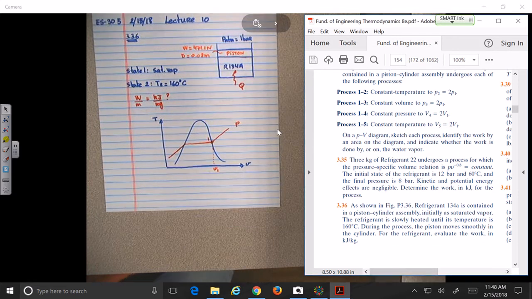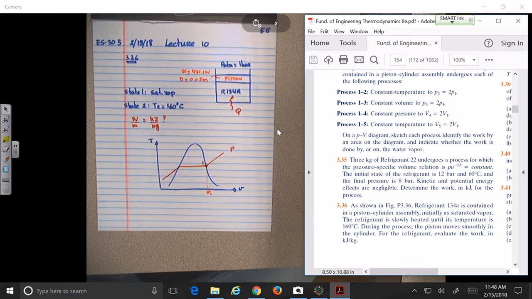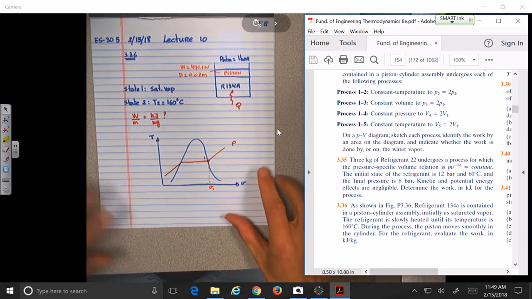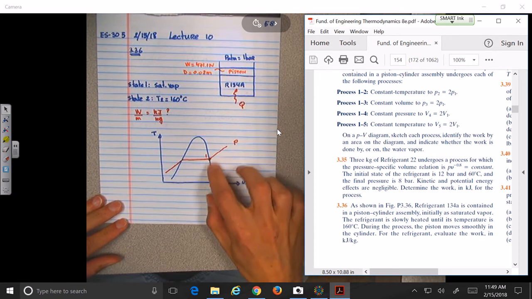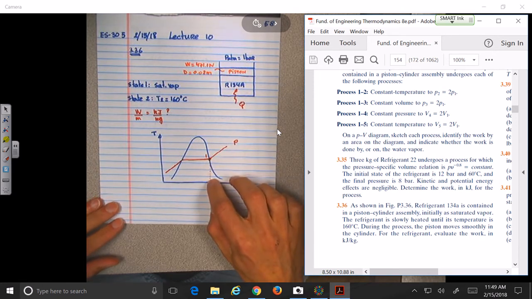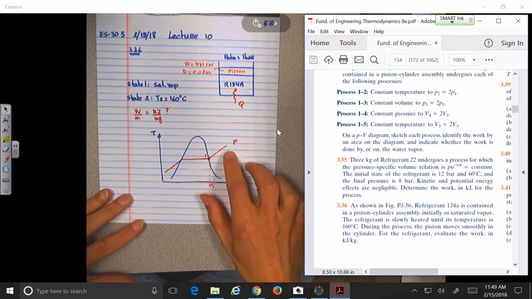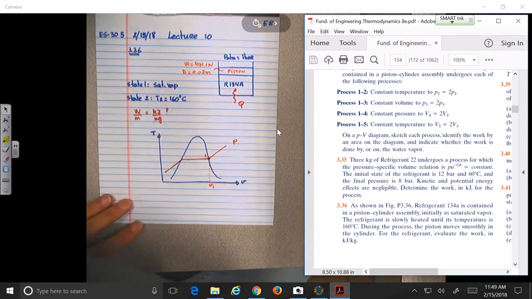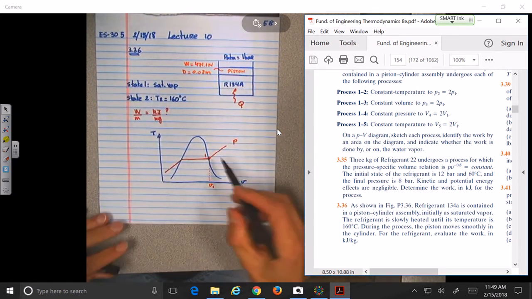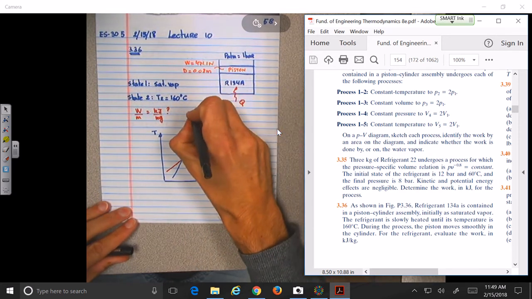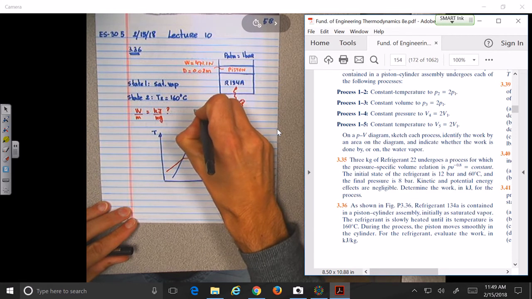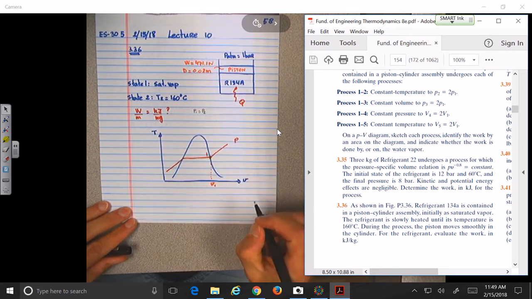Okay, so let's see. We know this is saturated vapor. Since this is happening in a piston cylinder assembly, we know that P1 will be equal to P2.